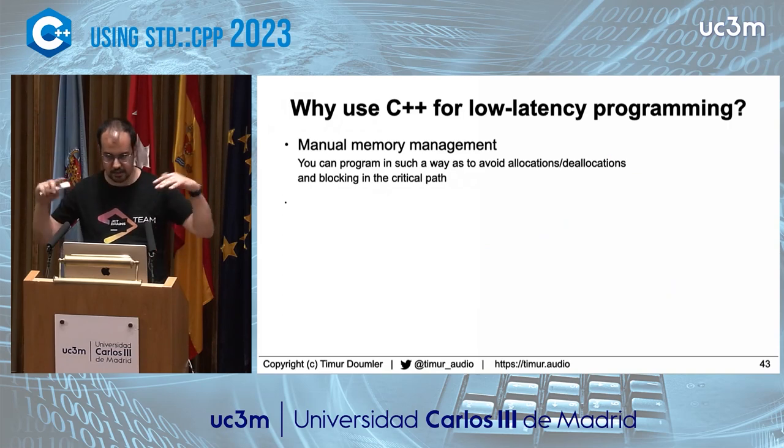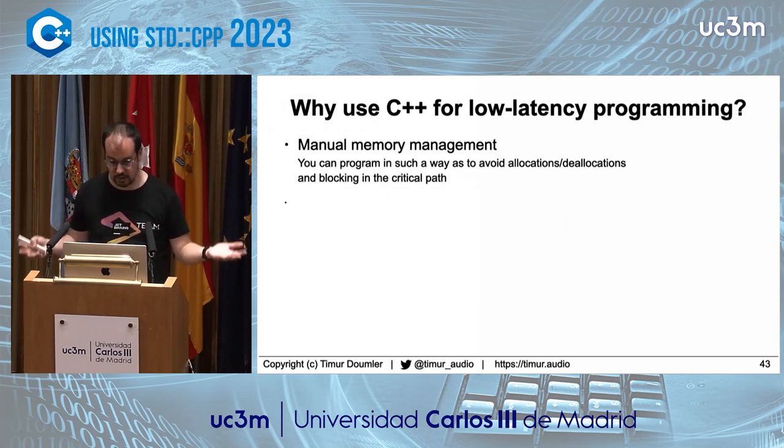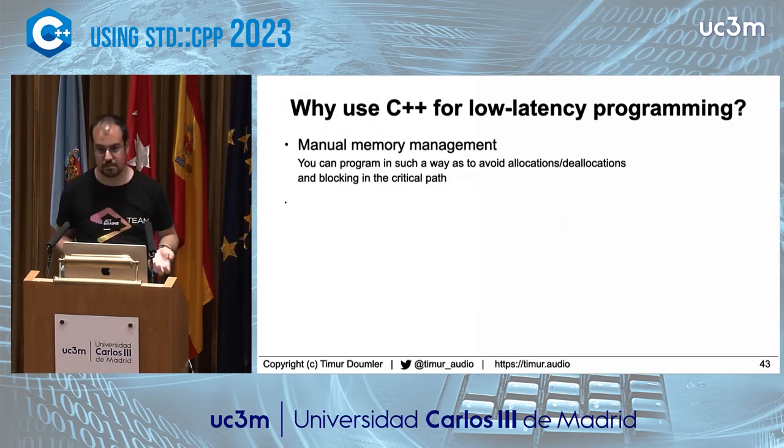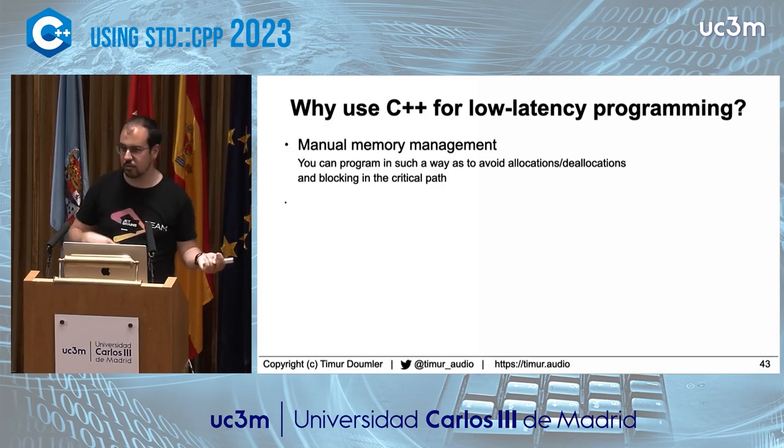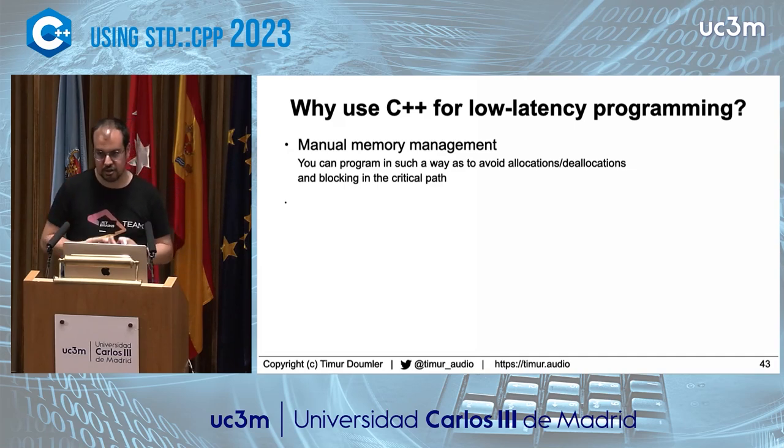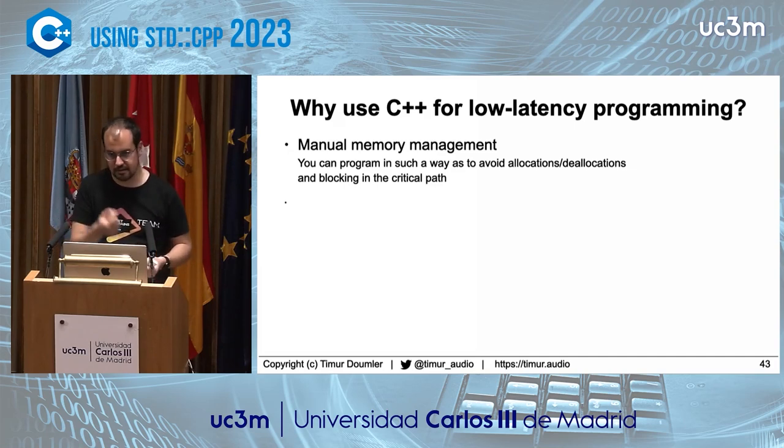So, okay, this is what we're talking about when we do low latency programming, but why do we use C++ for this? Why is C++ really the best programming language for this? Well, one reason certainly is that we have manual memory management, right? So allocating, deallocating memory slows stuff down, but in C++, you can deterministically decide when that happens, and so it doesn't happen in our hot path. We don't have a garbage collector or anything like that.